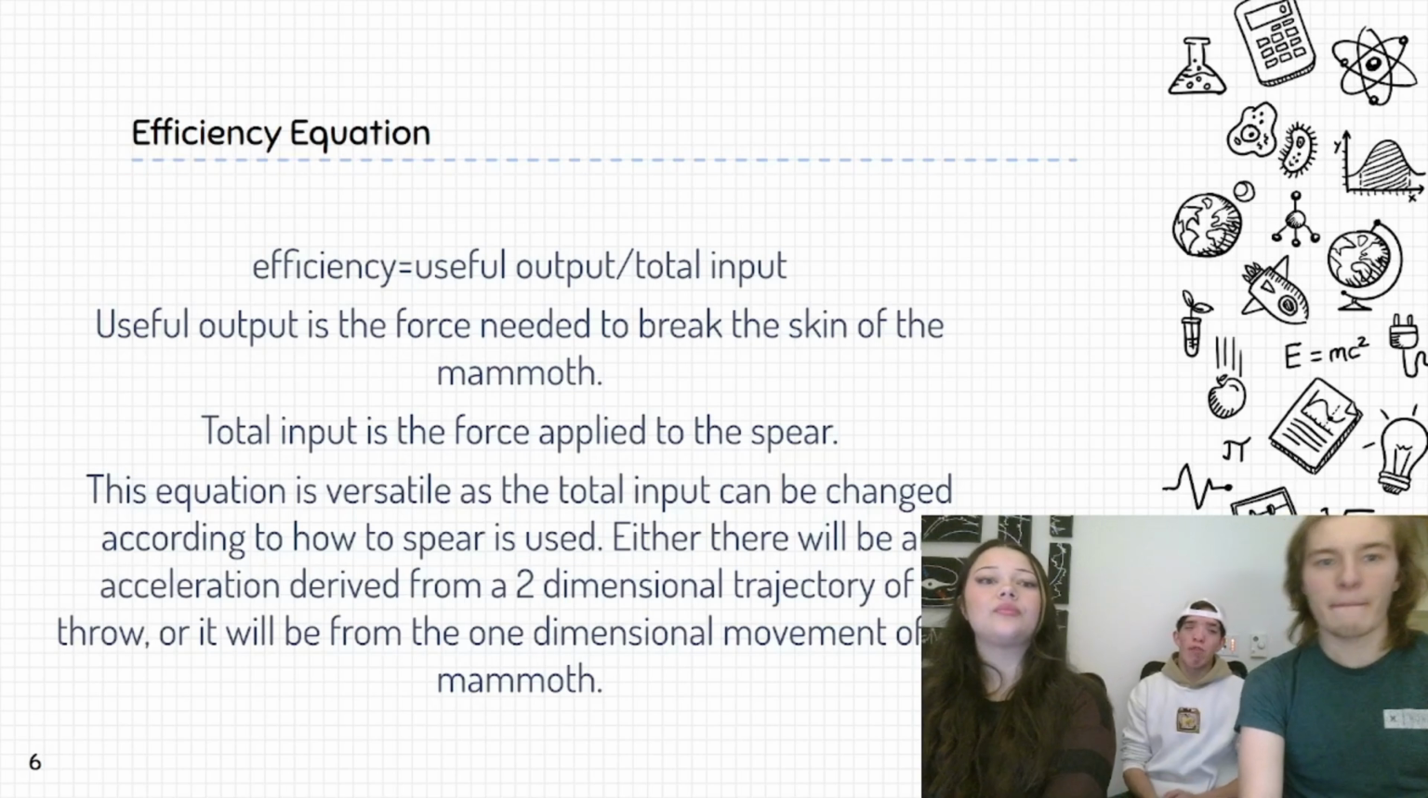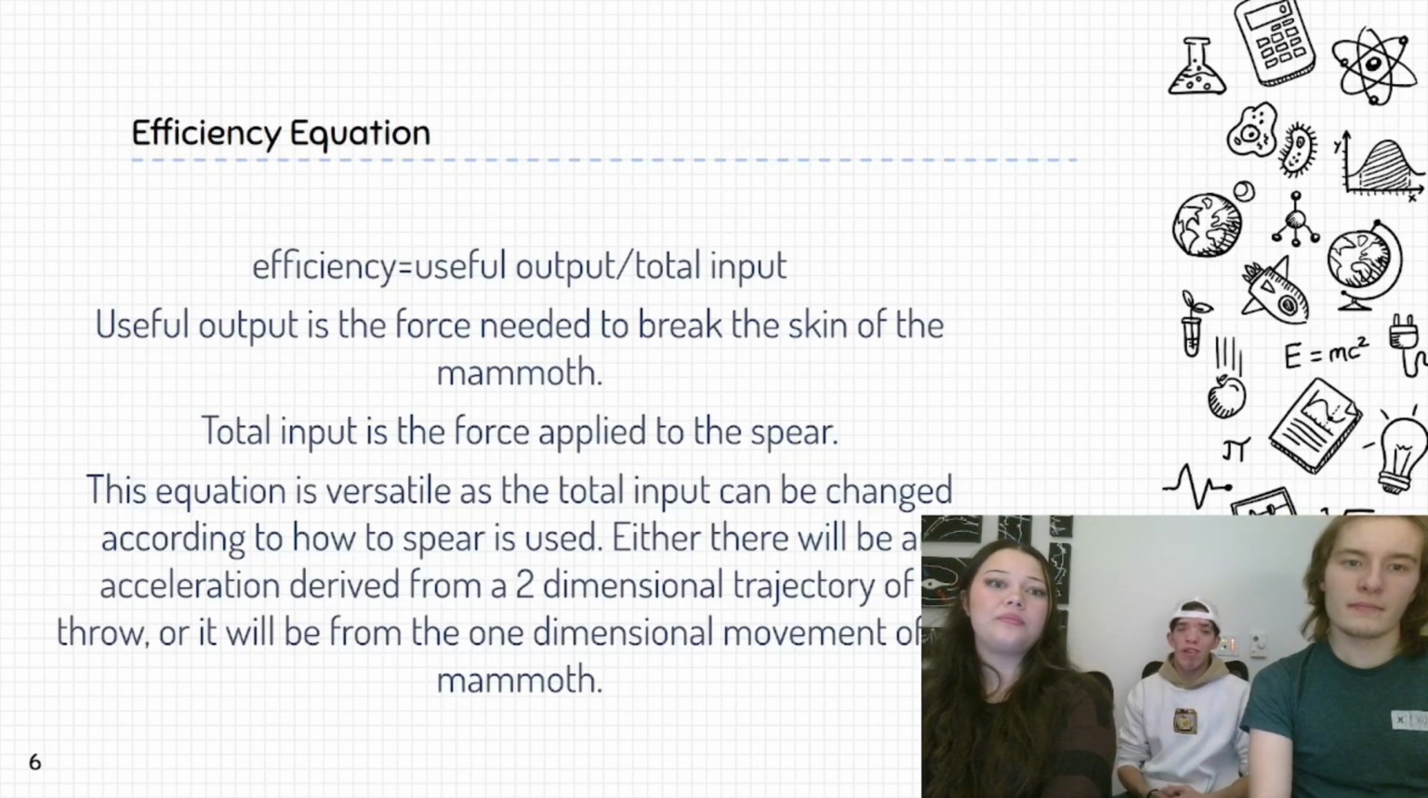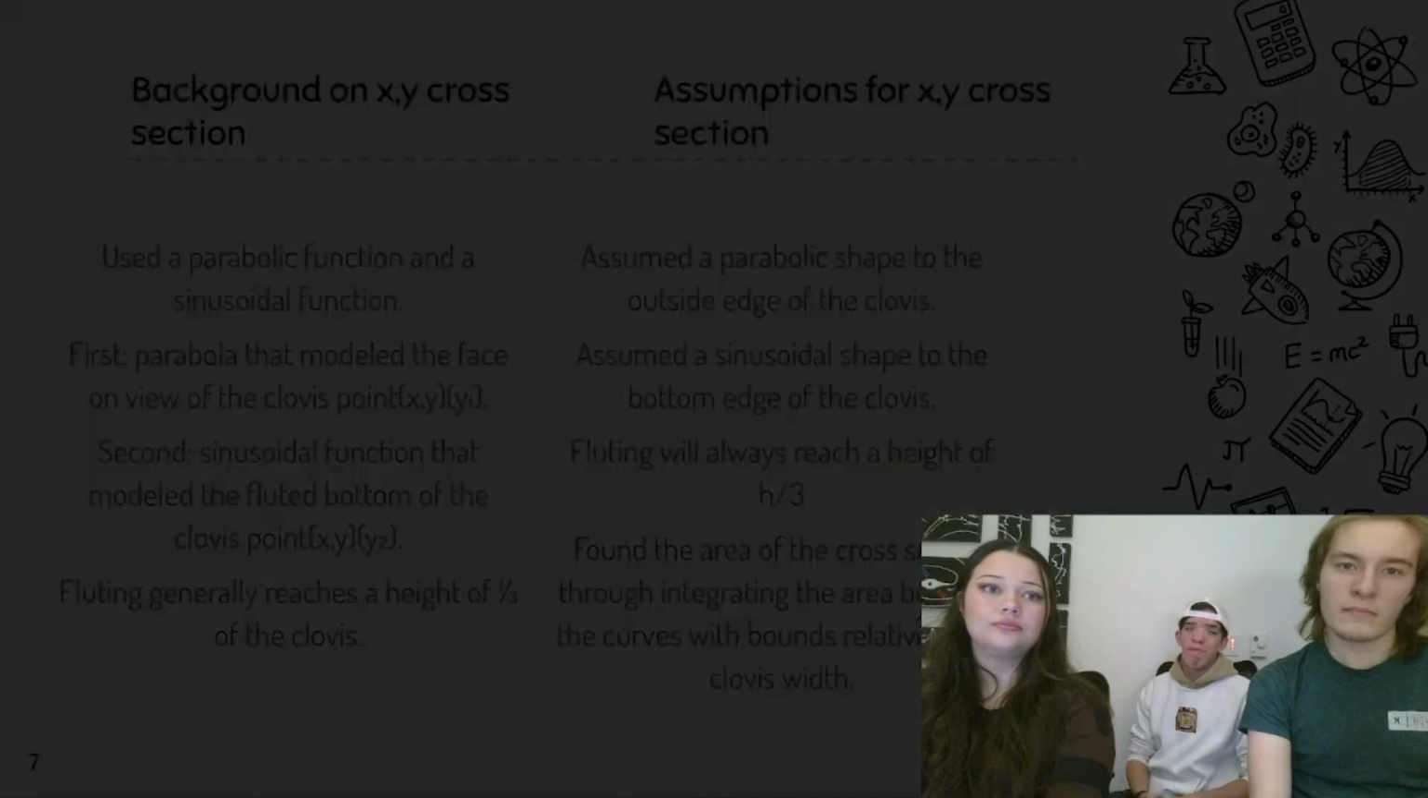Okay, efficiency equation. So we know the efficiency is the same as the useful output over the total input. Useful output is the force needed to break the skin of the mammoth, and total input is the force applied to the spear. This equation is versatile as the total input can be changed according to how the spear is used. Either there will be an acceleration derived from a two-dimensional trajectory of a throw, or it will be from one-dimensional movement of the mammoth.